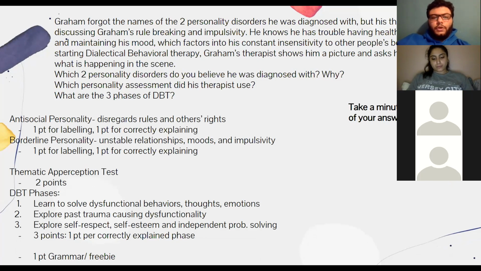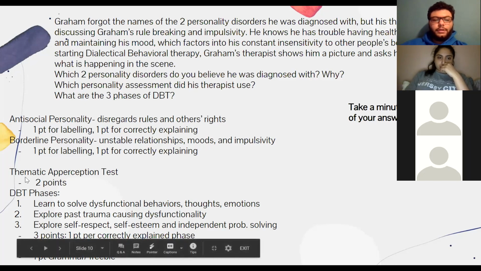So what from here would make a person believe that this exemplifies antisocial personality? The rule breaking, yeah, they're avoiding people's boundaries, rather. Awesome. And the borderline personality would be the unstable relationships, mood, and impulsivity. And then the personality assessment would be the thematic apperception test and the DBT, which I didn't really explain that well before.